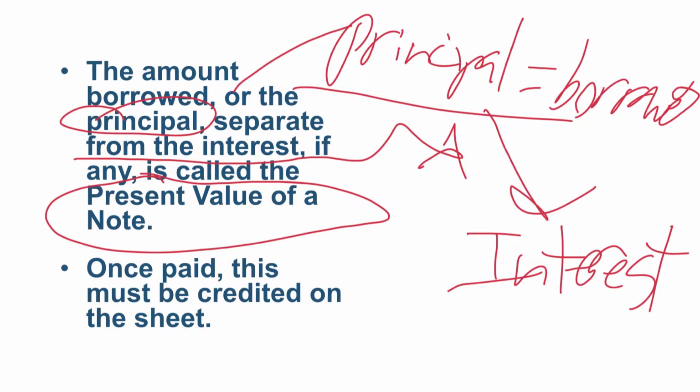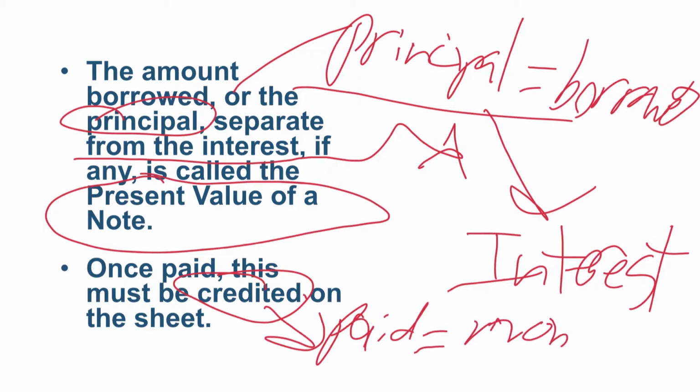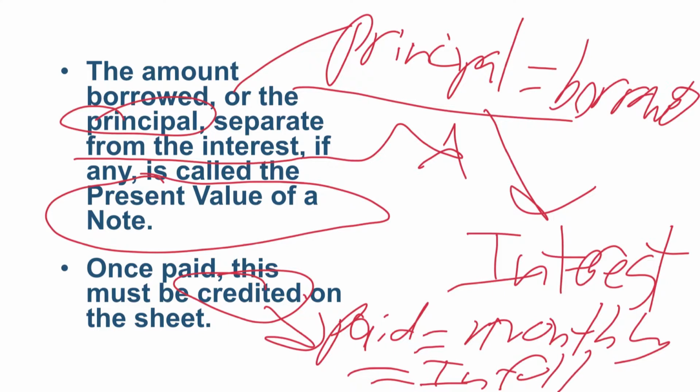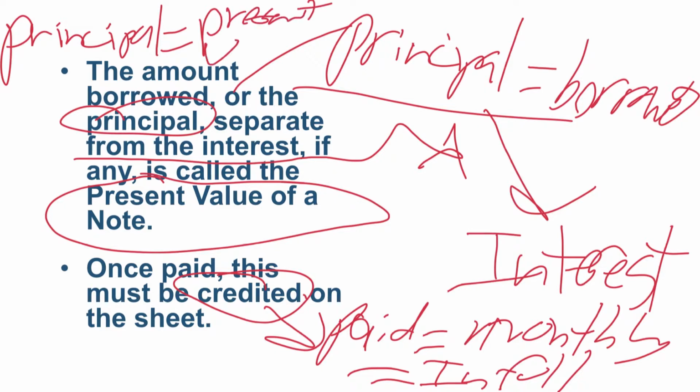Once that paid, this can be credited on the worksheet. Once paid. Now we're talking monthly or in full. So that's the present value. The principal is present value.